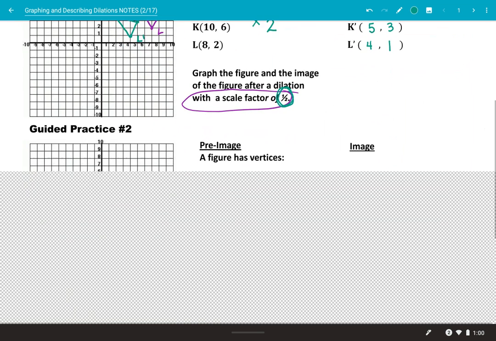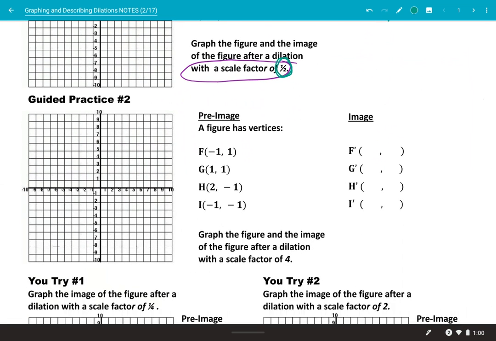Now, our next one. Here we have our points. F is at -1, 1. G is at 1, 1. H is at 2, -1. And I is at -1, 1. So this time we're doing a trapezoid, and this is our original. This time we're going to have a scale factor of 4.